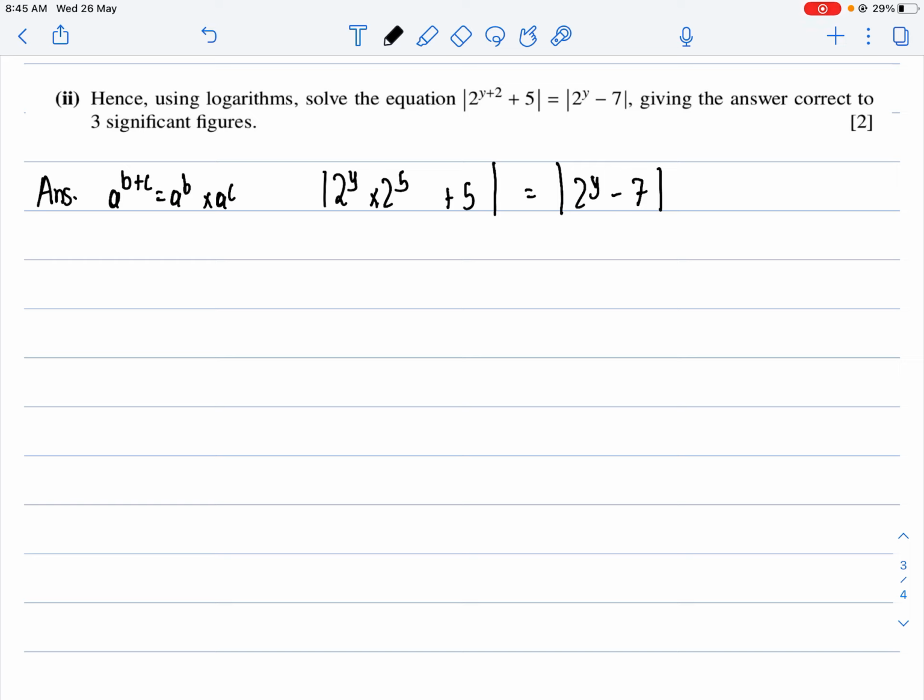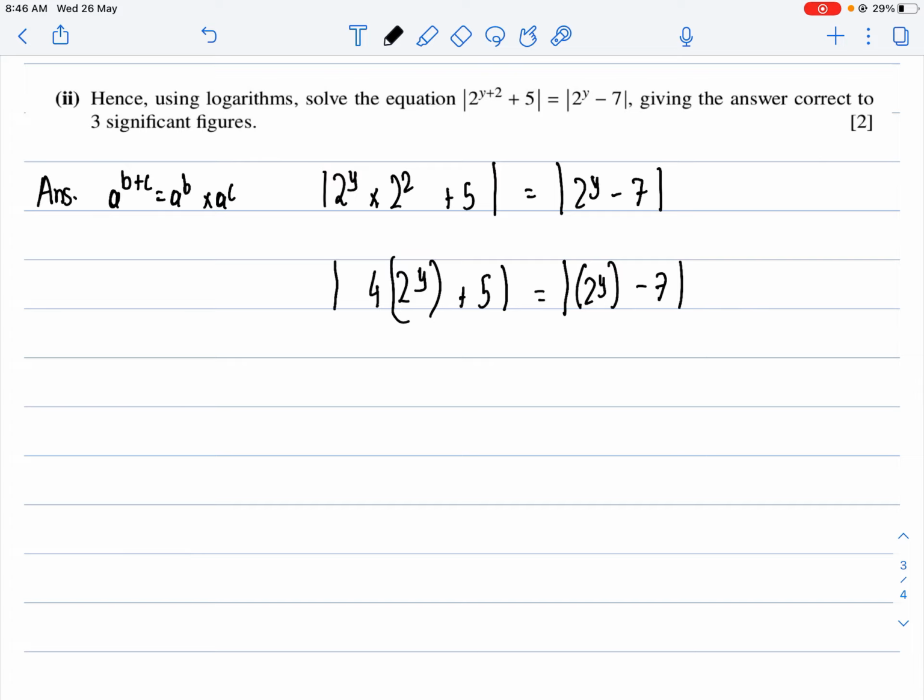So now, if you see, 2 raised to 5 is 32. So this is 32, 2 raised to y. Sorry, my bad. This is not 2 raised to 5. This is 2 raised to 2. Sorry for the error. So 2 raised to 2 is 4, plus 5 mod equals 2 raised to y minus 7.